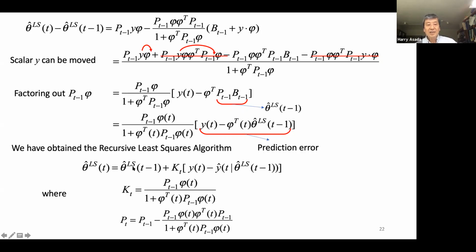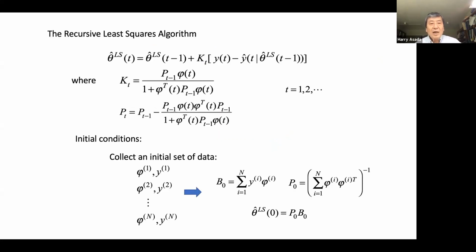But the good thing is that this way, we obtained this theta at t, which is basically the same as the optimal one. Okay. So this is the recursive least squares algorithm. This is the main update law, and then the gain, and then the update of the P matrix, right? Now this is the recursive one.